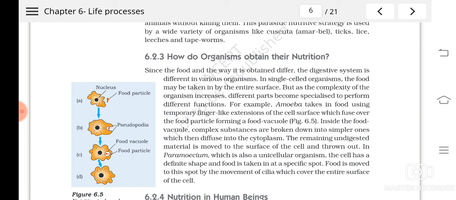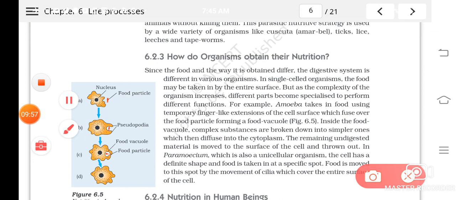So let's see how amoeba gets food. Amoeba has special finger-like extensions in the body, known as pseudopodia. With the help of the pseudopodia, they ingest the food. The food will be inside the body, that is, inside the single cell. And then what happens, this will make the food vacuole.